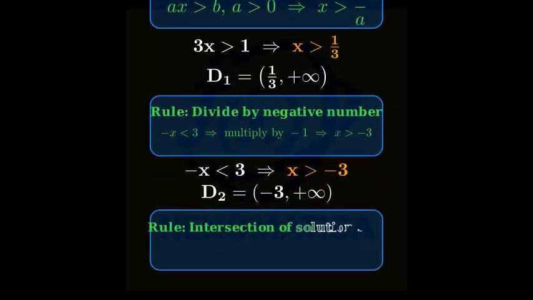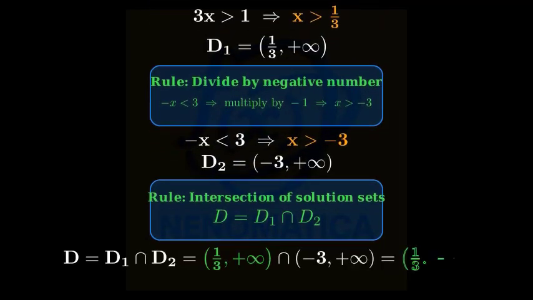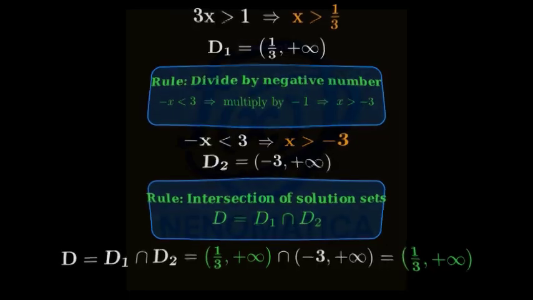Step 2, intersect the sets. Take the common values of D1 and D2. The stricter lower bound is 1/3, so the intersection is the open interval from 1/3 to infinity.